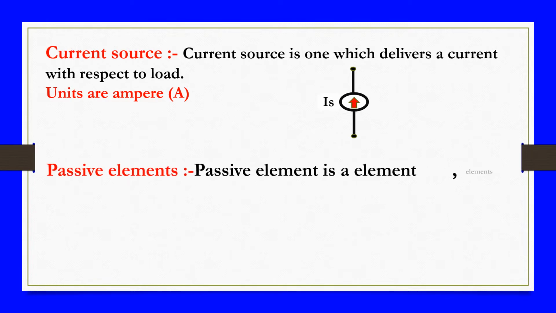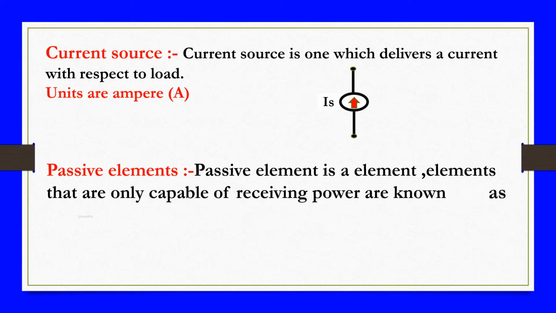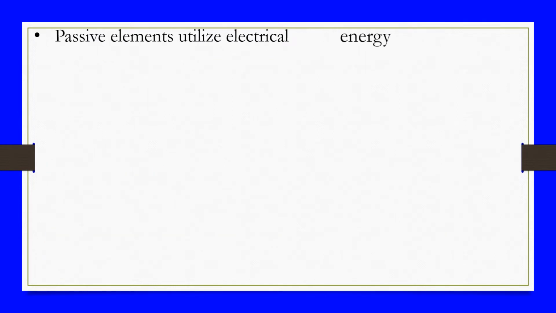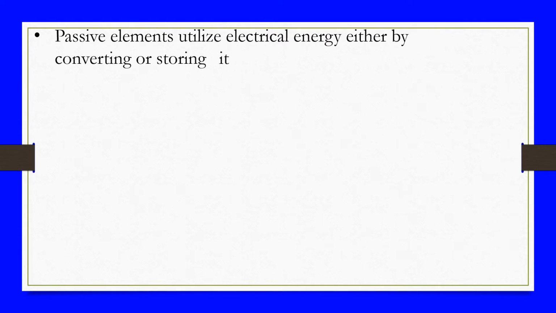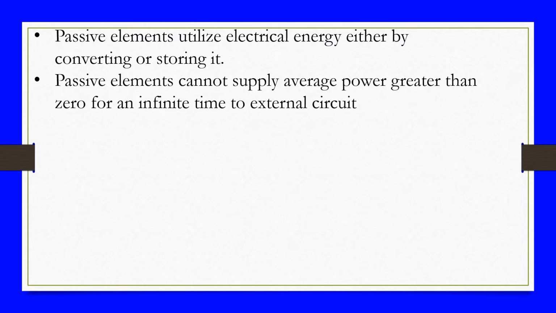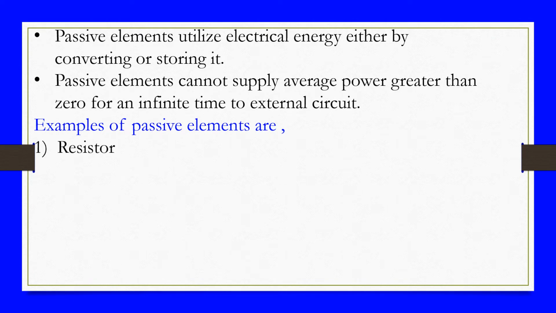What is a passive element? A passive element is an element that is only capable of receiving power. Here active elements are delivering the power, while passive elements are receiving the power. Some passive elements such as inductor and capacitor are capable of storing energy. Passive elements utilize electrical energy either by converting or storing it. Passive elements cannot supply average power greater than zero for an infinite time to an external circuit. Examples of passive elements are resistor, inductor, capacitor.